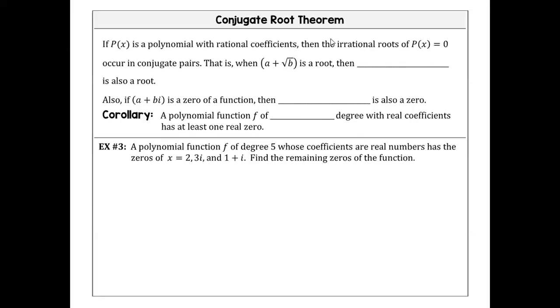Talk about the conjugate theorem, okay? So the conjugate theorem is saying that if P(x) is a polynomial with rational coefficients, then the irrational roots of P(x) = 0 occur in conjugate pairs. That means you cannot have an irrational root without its friend when you're finding the roots. So when you have a plus the square root of b, there's also another root that's going to be a minus the square root of b.